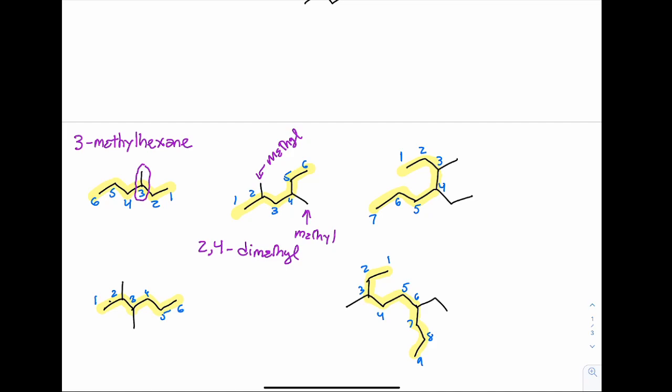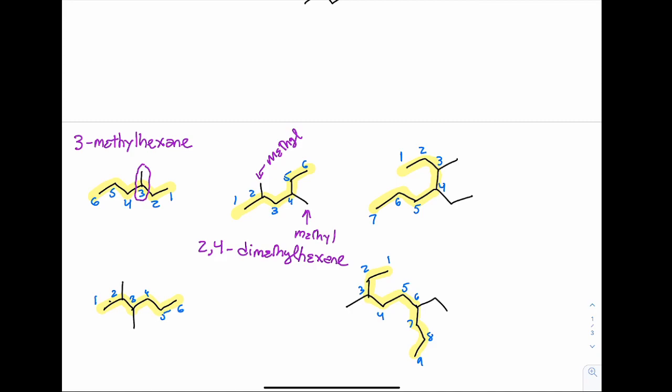So on carbon 2 and carbon 4, I have a methyl group. So 2,4 dimethyl. And then my parent has 6 carbons again, so hex. And they all have single bonds, so ane. So 2,4 dimethylhexane.